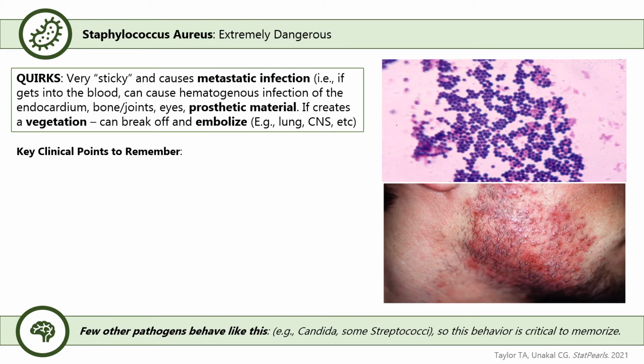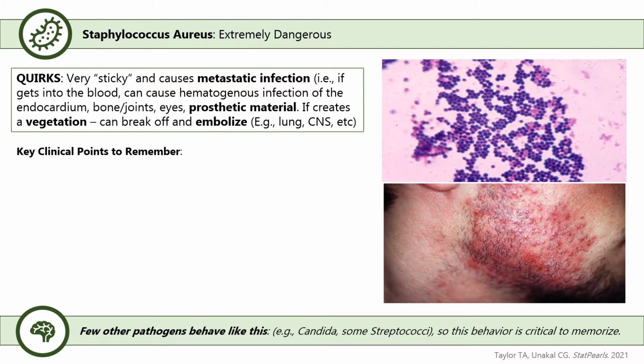Now, we should discuss a few groups of bacteria that are absolutely critical to know and understand for everyday practice. The first is the gram-positive coccus, Staphylococcus aureus. Staph aureus is an extremely dangerous pathogen and is one of the most dangerous pathogens that causes infectious diseases in inpatient and outpatient medicine. Although it can be involved in minor disease like a simple cellulitis, it can be extremely problematic and life-threatening if it gets into the blood.